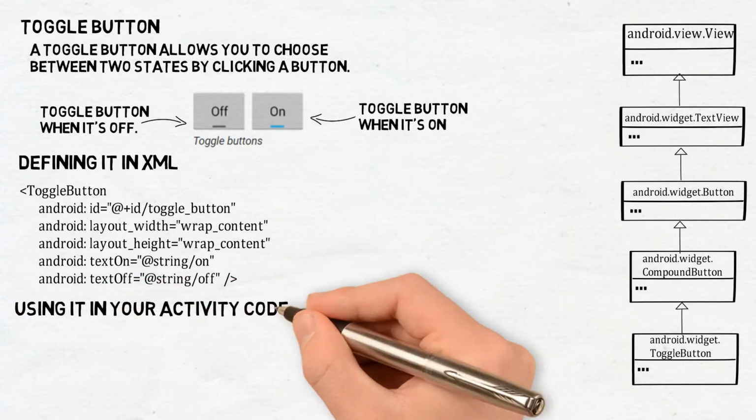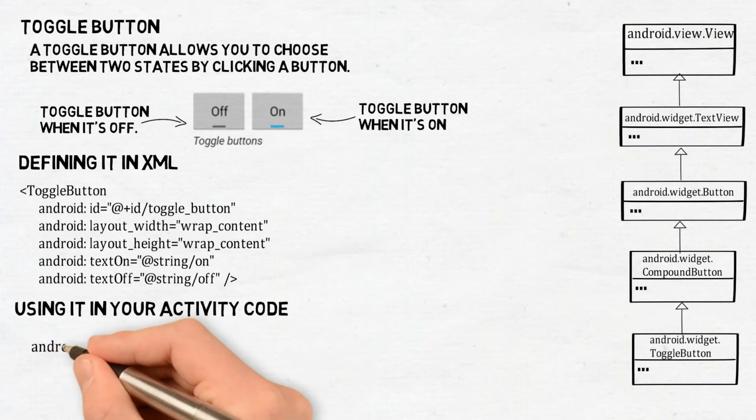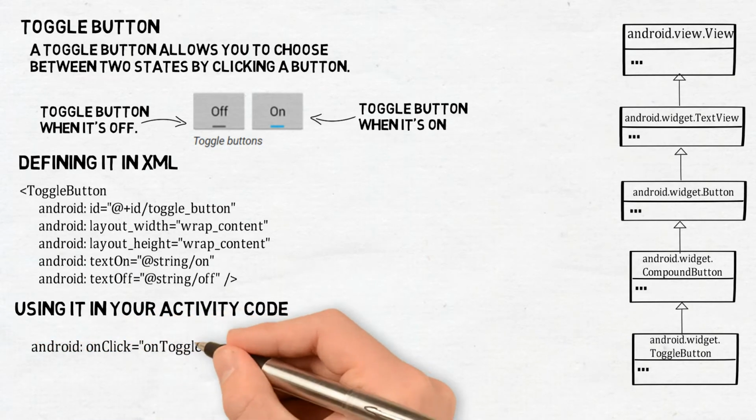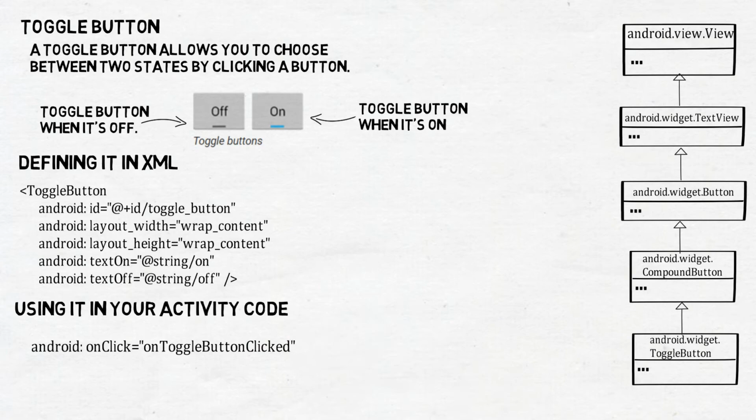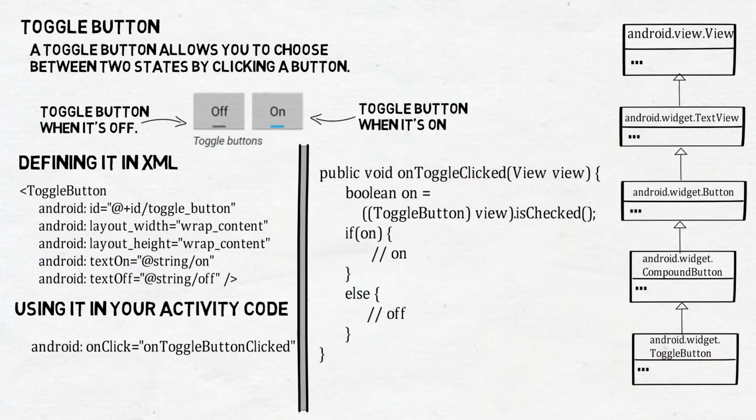You get the toggle button to respond to the user clicking it by using the android:onClick attribute in the layout XML. You give it the name of the method you want to call in your activity code. android:onClick is equal to onToggleButtonClicked. You then define the method in your activity like this.